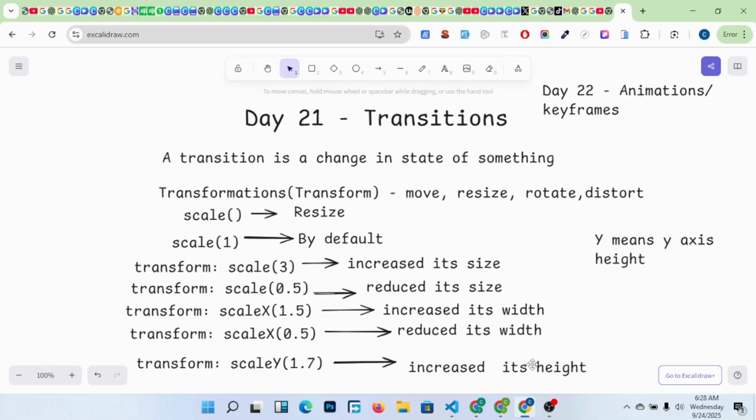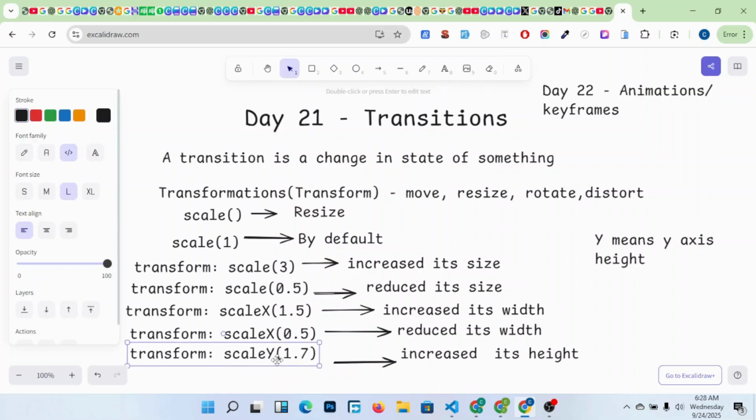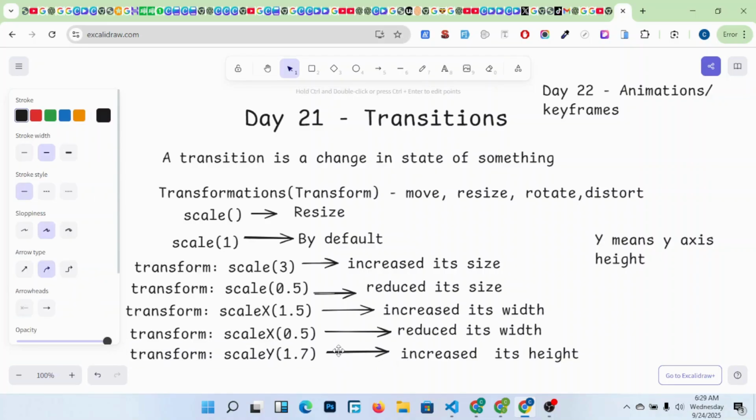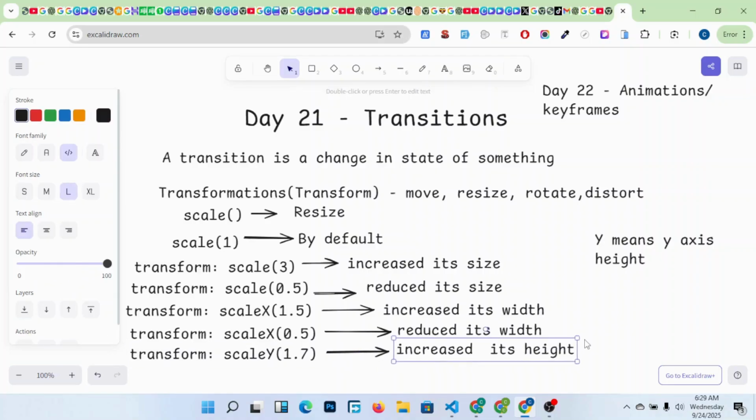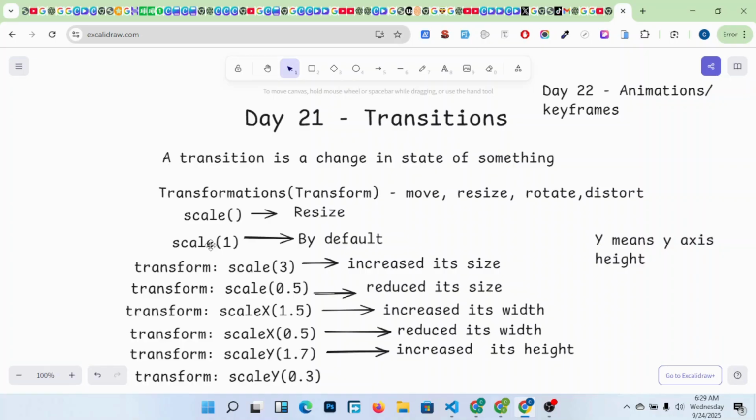Okay. Members, are you understanding this right now? This is how it normally is, okay? So, if I come here and say transform, then I come here and say scale Y, then I say 0.3, okay? This one means that I have lowered it from the origin. The original one is supposed to be 1, okay?